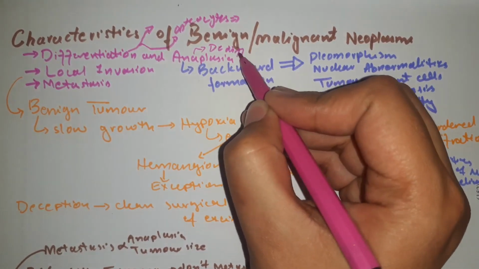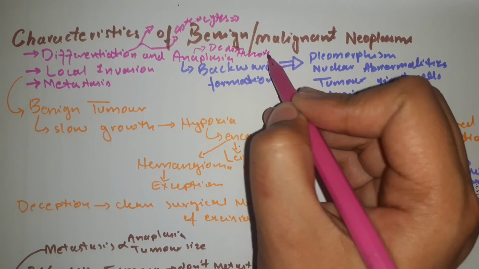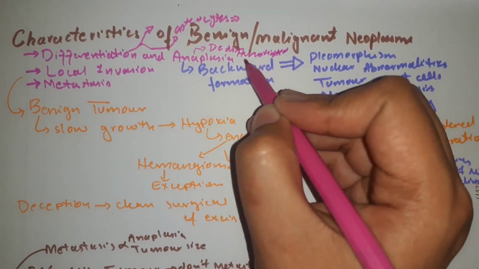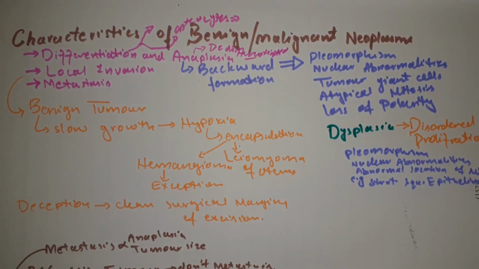De-differentiation. It means that a cell was differentiated and later on it led to the undifferentiation or de-differentiation. This is called anaplastic change, and the tumors which lack differentiation are called anaplastic tumors. So what does it mean that a tumor is anaplastic? It means that tumor cells are not differentiated and not committed to perform the specific function.